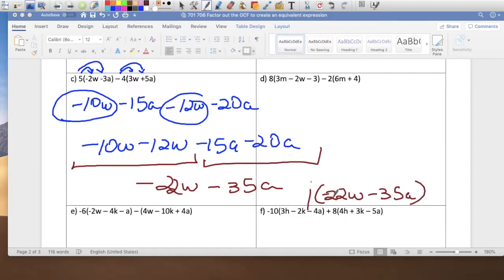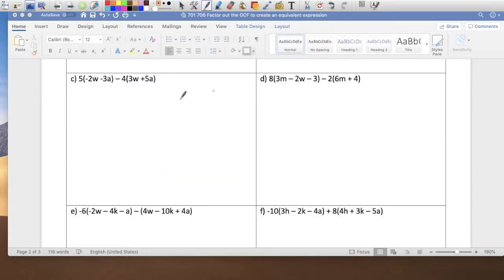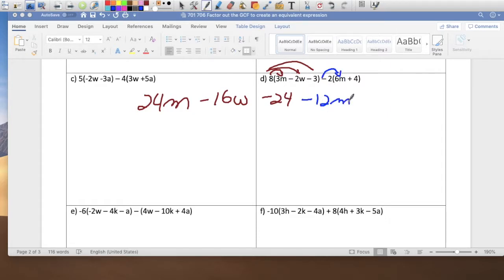Could be a 1 like that, and that's the only number that goes into both terms. Next one is 24m. I'm doing these, positive. Negative 16w. Negative 24. Negative and the positive is a negative 12m. Negative and the positive is plus negative 8.